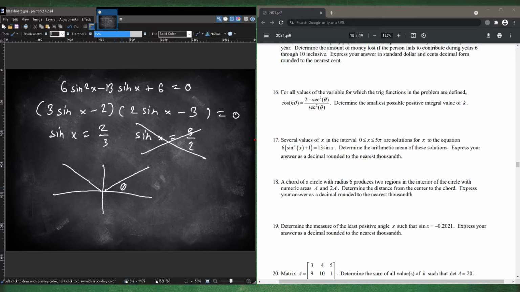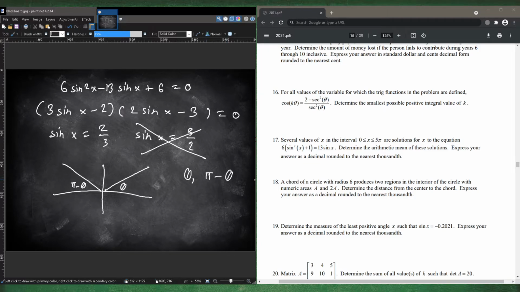So in this case, if this angle is theta to make 2/3, then this is going to be pi minus theta, which gives us our 2/3 in the second quadrant. So theta and pi minus theta.